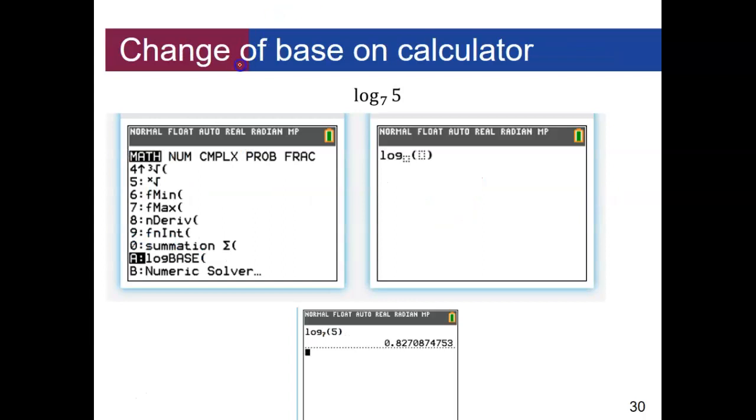Okay, if you have the button on your calculator to do a change of base formula, what you're going to do is go to the math key, which is on the left-hand side, and go down to where it says log base, and it's going to bring up a prompt that looks like this, where you can enter your base and your argument, and that'll give you your answer. So it is possible, not all calculators have this, so you'll just have to check and see if yours does or does not.